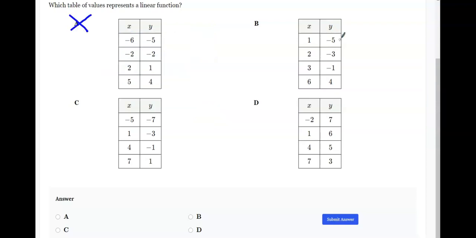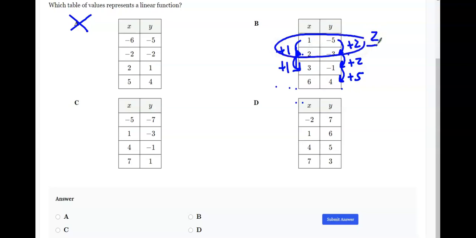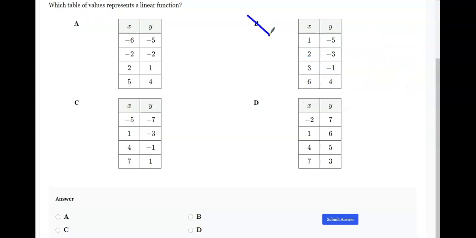Let's take a look at B. This one appears to be growing at plus 2, plus 2, and this one is plus 5. This one is plus 1, this one here is plus 1. So far we've got 2 over 1, 2 over 1 again, and now this one is 5 over 3. Not constant. So A and B are not linear.